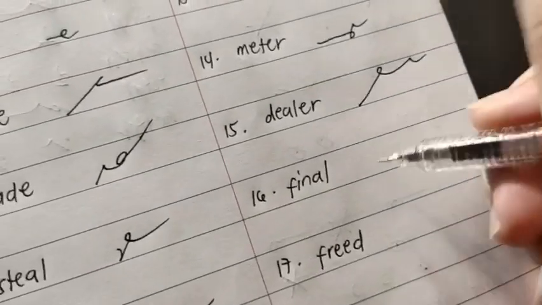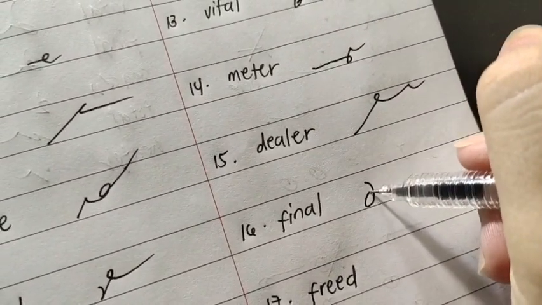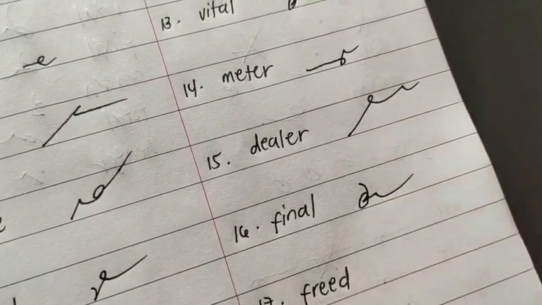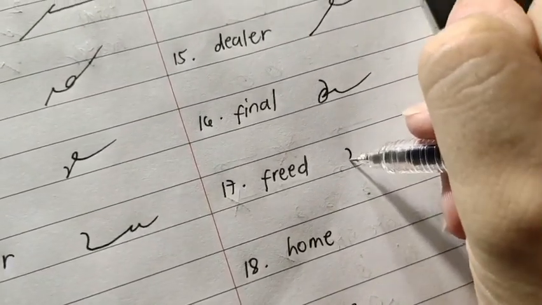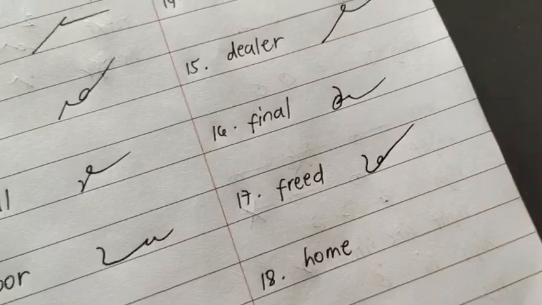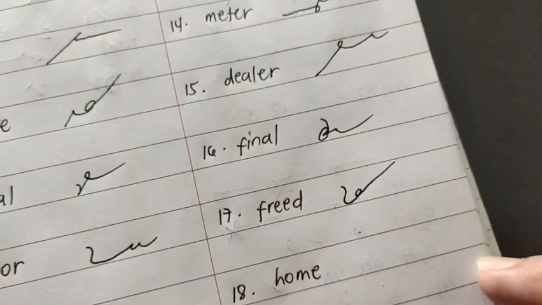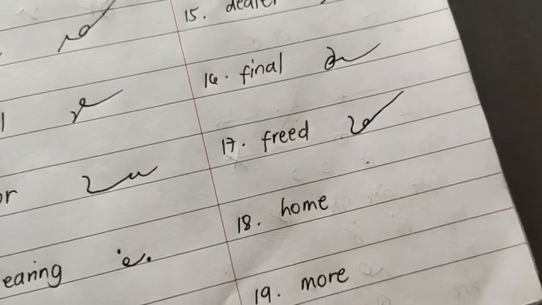Dealer. Next is final. We have F-I-N-L. Final. Next is freed. Freed. F-R-E-D. Okay, freed. Okay, nakakasunod ba? Next is home.